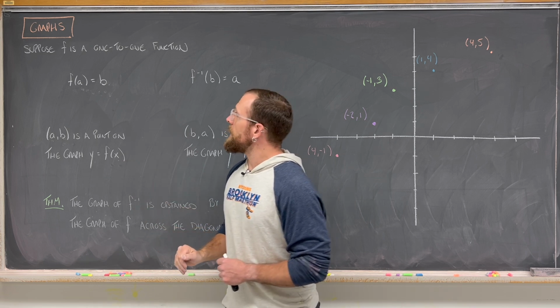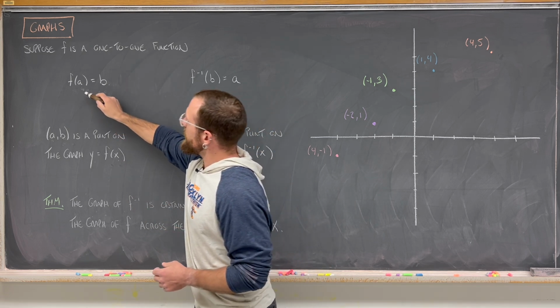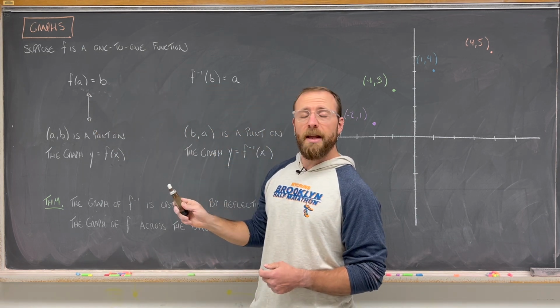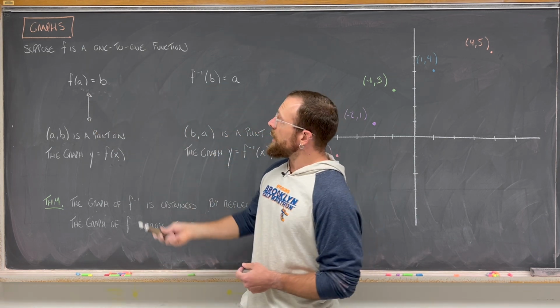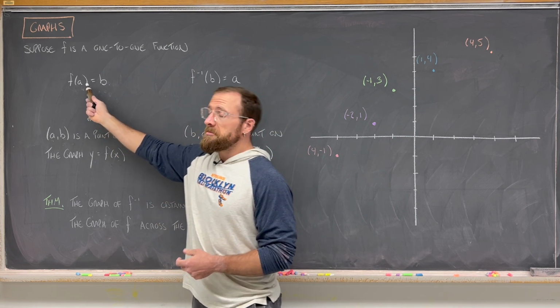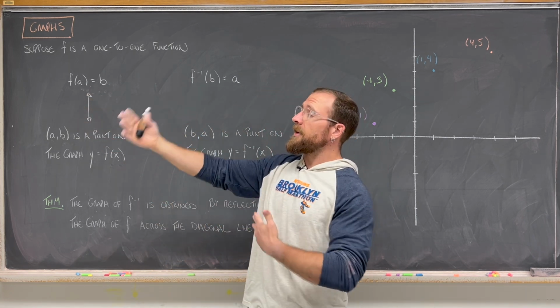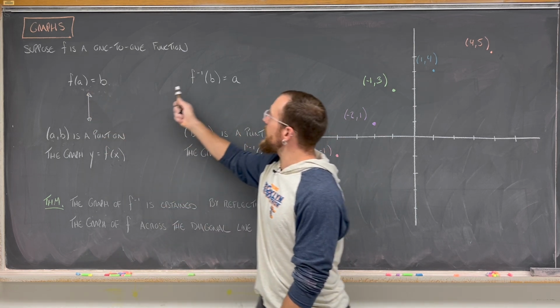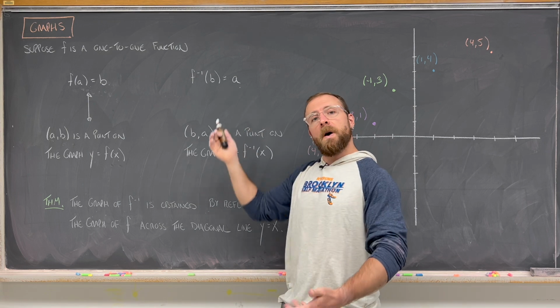Now, if f is one-to-one, so we understand the connection here. If f is a one-to-one function, then there is an inverse function. And knowing that f of a equals b, another way to say that, remember, he is my father, I am his son. The other way to say that f of a is b is to say that f inverse of b is a.